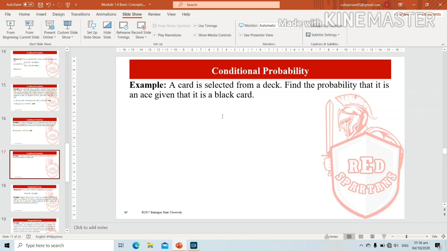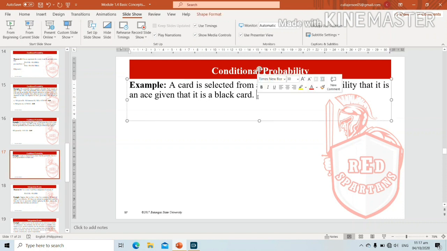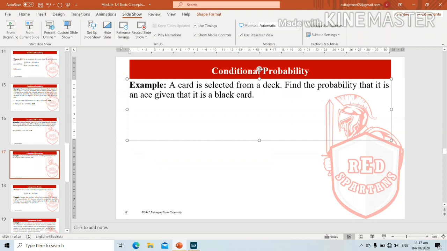Then another, a card is selected from a deck. Find the probability that it is an ace given that it is a black card. Paano natin isosolve yung ganitong problem? Sa deck of cards, meron tayong 52 cards. 13 na diamond, 13 na heart, 13 na spade, and 13 na flower, o yung may ibang tawag doon. Ang sabi ay probability daw na it is an ace given that it is a black card.